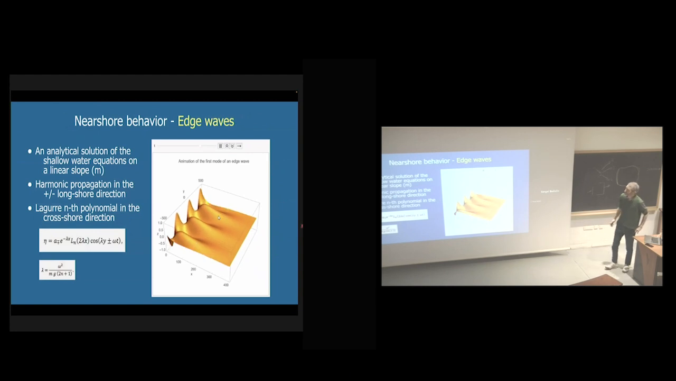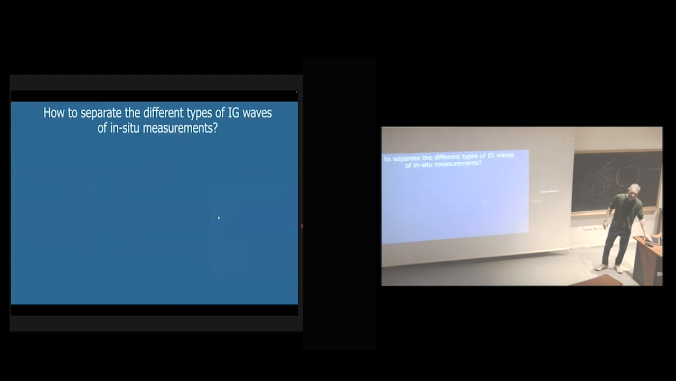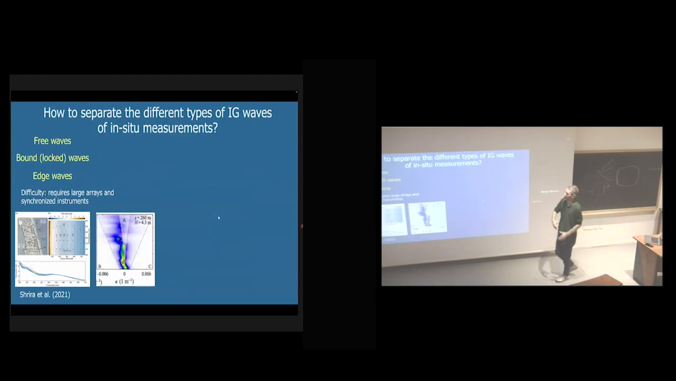So another type is an edge wave. Another type of solution, just a wave propagating along the shore. It's a solution of the shallow water equation. So we have all these types of waves. Yeah, free waves, trapped, incident, blocked, bounded, edge waves. How do we measure this in situ? So we either put a lot of sensors, and that's kind of hard because they need to be synchronized and they need to be in a very large span because these are very large wavelengths. And then we can form a K omega kind of spectra and try to understand which is which. There is another method by Arjun.